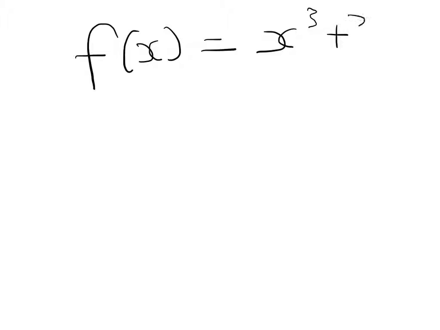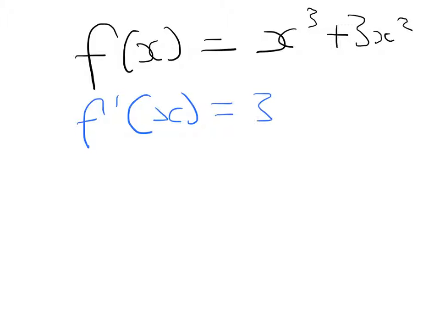So if we have a look at the first derivative, if f of x is x cubed plus 3x squared, then the first derivative is the one we've seen so far: deriving it once. f dash of x equals 3x squared plus 6x. The second derivative is just a case of deriving it again.